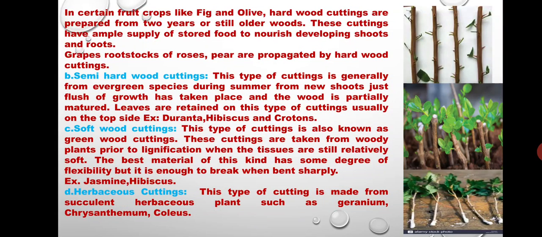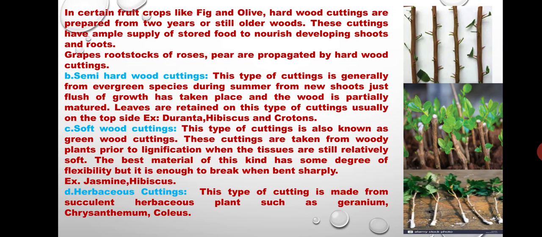In certain fruit crops like fig and olive, hardwood cuttings are prepared from two-year-old or still older wood. These cuttings have an ample supply of stored food to nourish developing shoots and roots. Grapes, rootstocks, roses, and pear are propagated by hardwood cuttings.